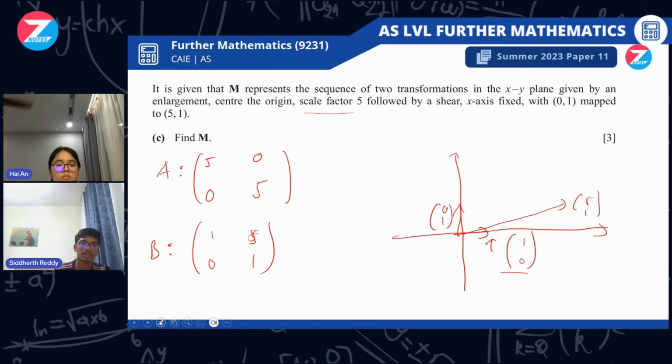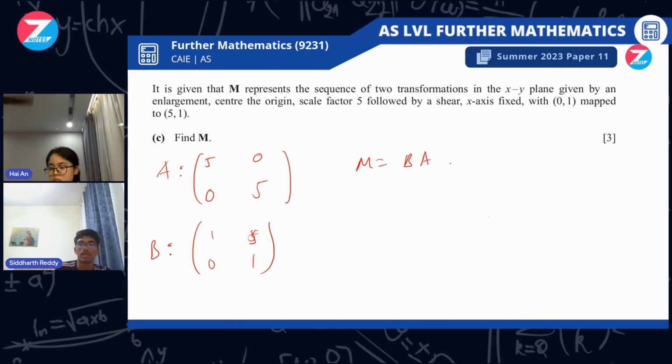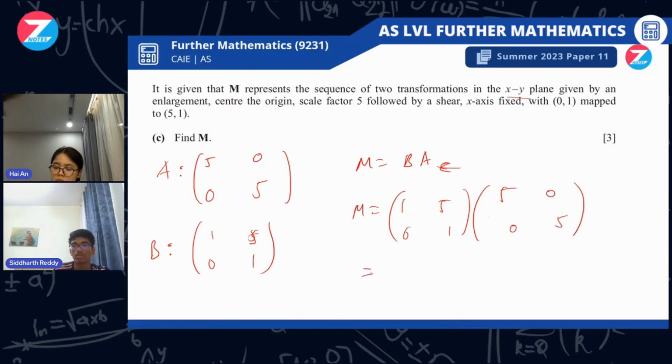Now, let's multiply these two matrices and find M. M is equal to BA. The reason why we put A here is that the transformation which is applied first, the enlargement, always comes on the right. So M is equal to BA, which is (1, 5; 0, 1) times (5, 0; 0, 5).